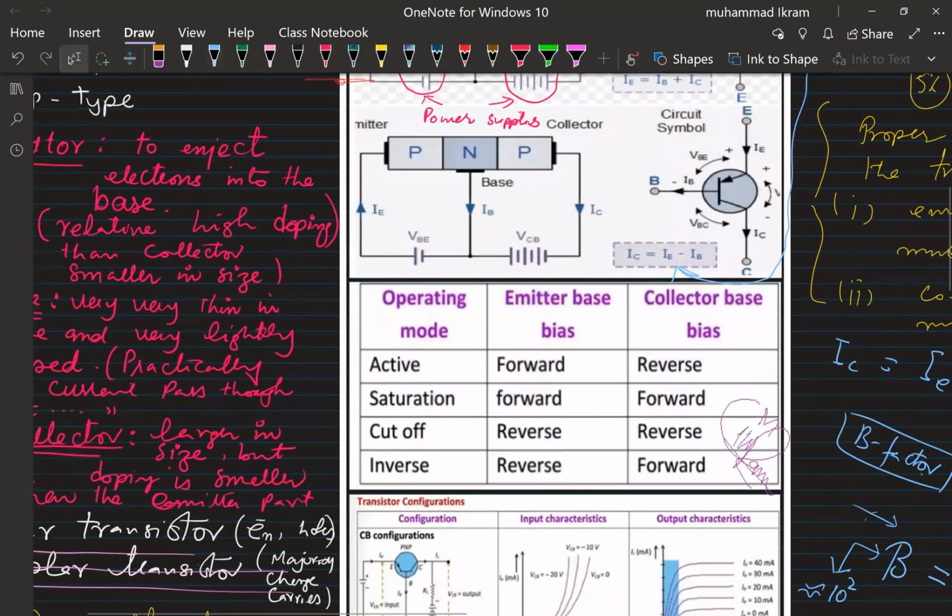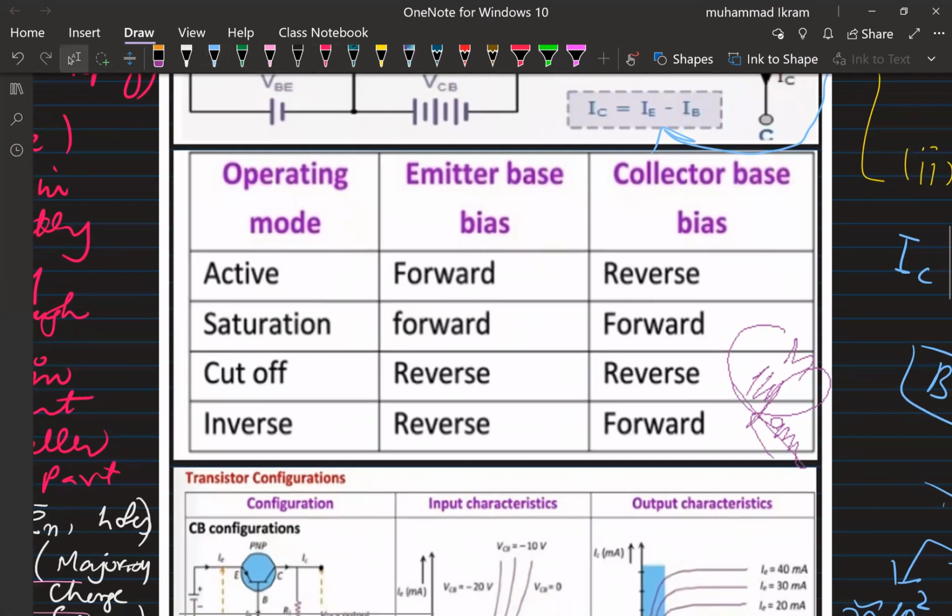Now, as I told, regarding the operating modes of the transistor, in the active mode the emitter base junction must be forward biased and the collector base junction must be reverse biased. In the saturation mode, both must be forward biased, and it will act as a closed switch. In the cutoff mode, the transistor does not conduct, and both junctions are reverse biased.